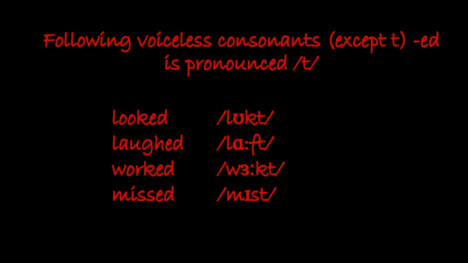Following the voiceless consonants, so they're the ones with no vibration in the throat, with the exception of t, because we just dealt with that in the previous slide. So all of the other voiceless consonants, that ed ending is just pronounced as a t sound, as a t. So for example, we've got look that ends in a voiceless k, and the past tense verb becomes looked.